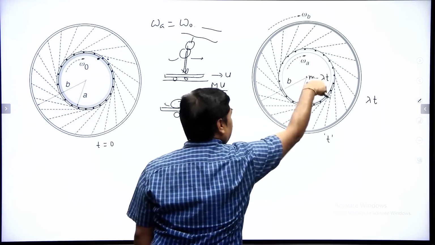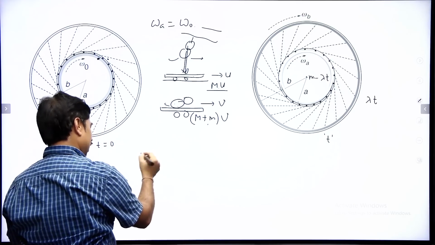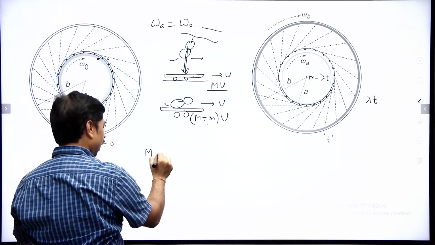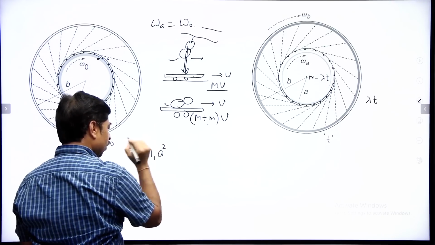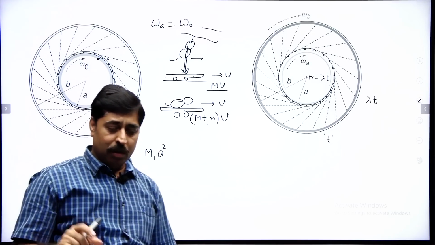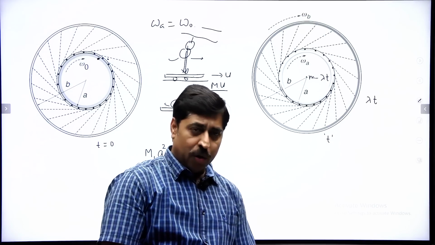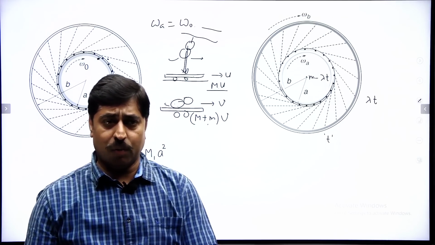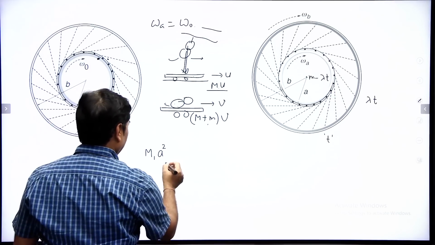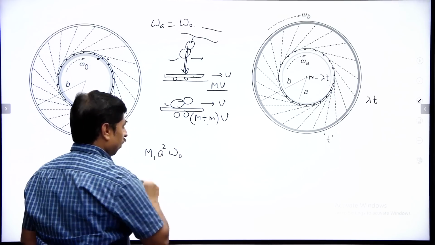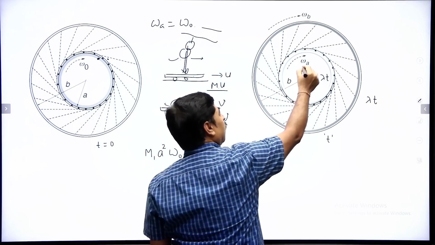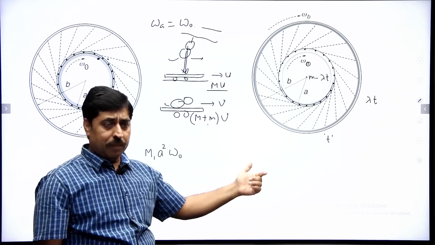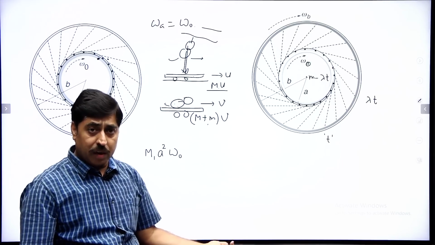We are trying to write the angular momentum of the system at time t. So, for the inner drum, the moment of inertia is m1 a square. Am I right? It is a hollow drum, so about this axis the moment of inertia is simply m r square. So m1 a square into omega naught, because the angular speed of this drum is still omega naught at time t. I am writing the angular momentum at time t. So I omega for the inner drum.